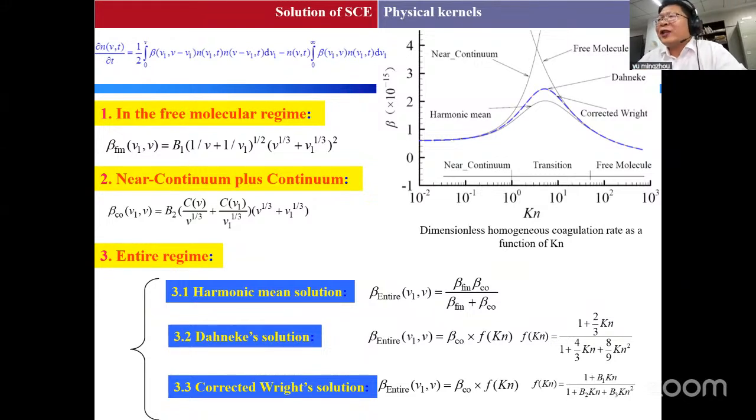But unfortunately, when beta is the true physical kernel, derived from diffusion theory or gas kinetic theory, this one is from gas kinetic theory, and this one came from diffusion theory, the Brownian coagulation equation cannot be solved analytically. Addressing this challenge is my work.